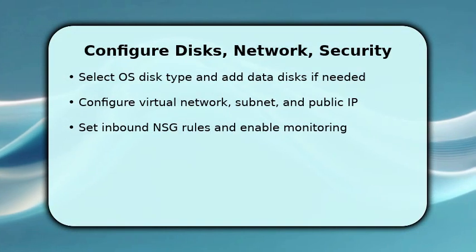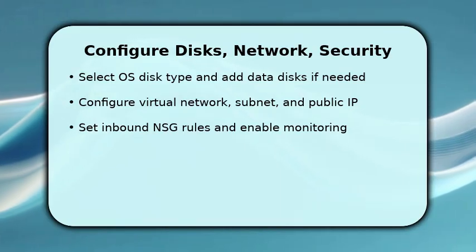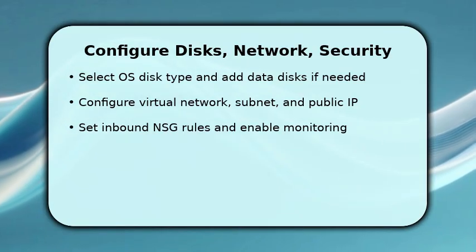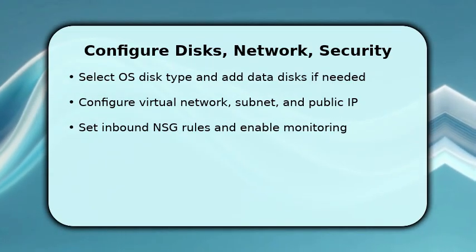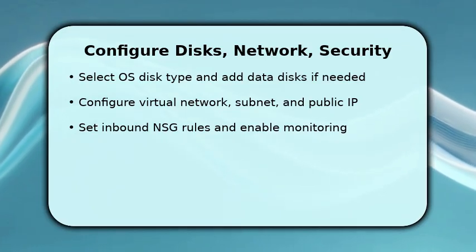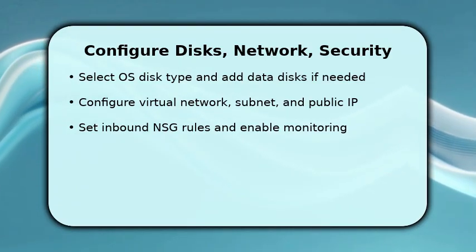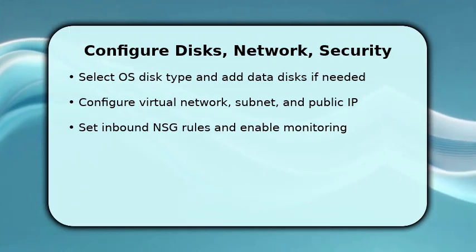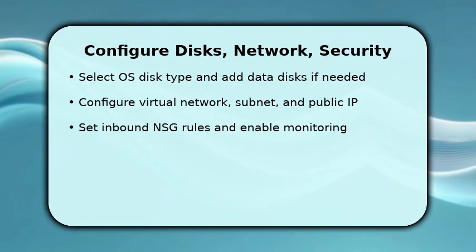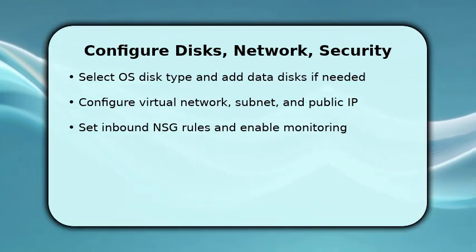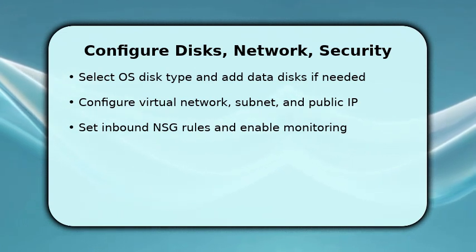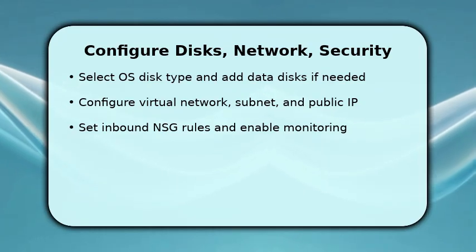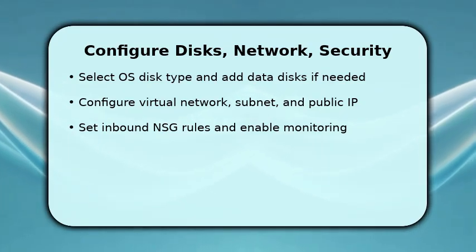Once done with basics, configure storage and connectivity. Choose SSD or HDD for the OS disk and attach optional data disks for capacity or performance. Next, set up the virtual network and subnet. Assign a public IP only if you need external access. Then create or attach a network security group and add inbound rules for RDP or SSH. Be strict about ports. Enable boot diagnostics and monitoring to capture logs and metrics. These help troubleshoot performance and startup problems and make ongoing maintenance far simpler.